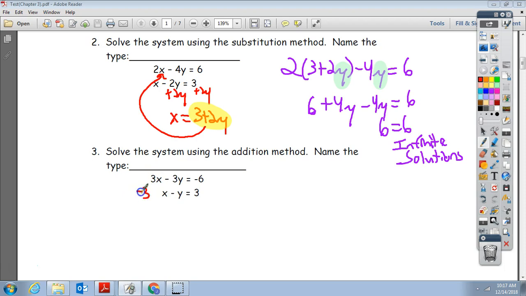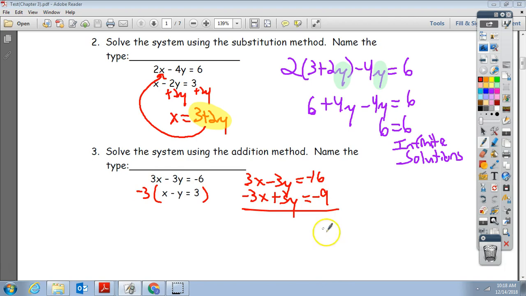I multiply -3 times this one. So the first one stays the same. -3 times x is -3x. -3 times -y is +3y. And -3 times 3 is -9. That gives me here 0 cancels out. 0 cancels out. So there's nothing here. -16 and -9 is going to be -24.